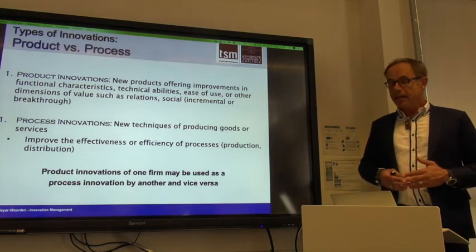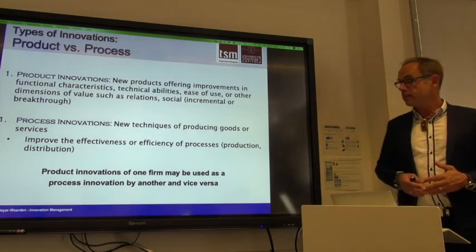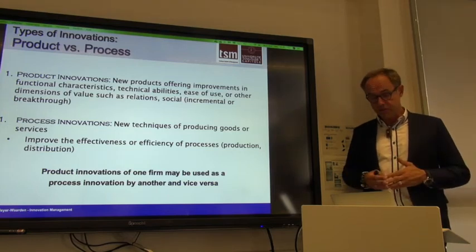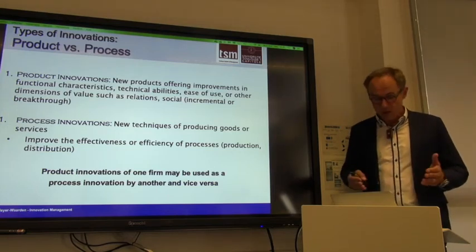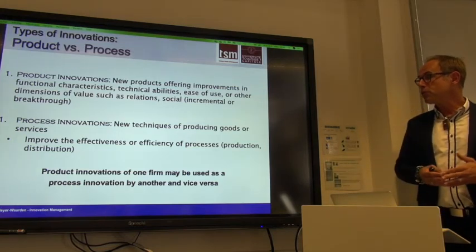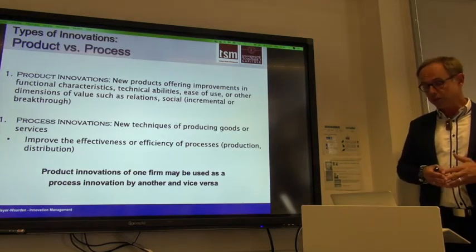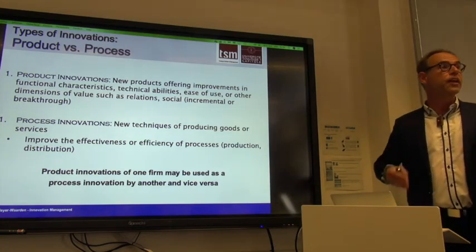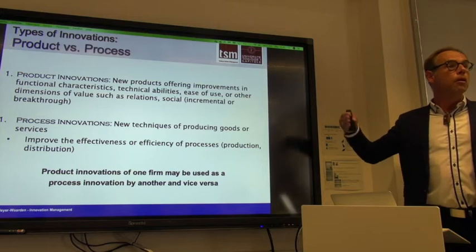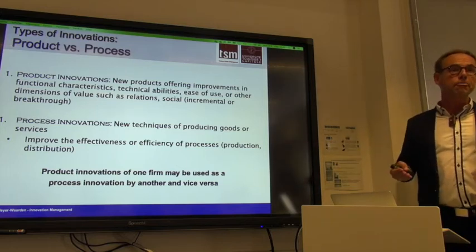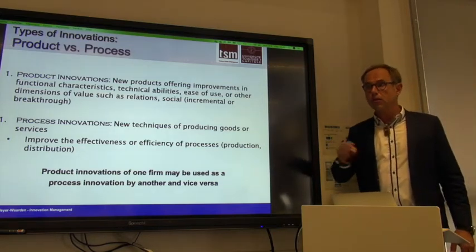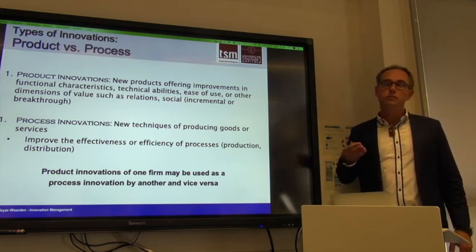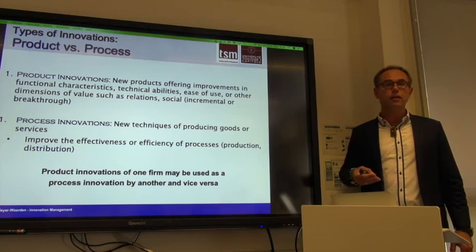And you have on the other side process innovations, which means that firms use the new technologies in order to better produce goods or services. It's more to improve effectiveness or efficiency of the process, such as production or distribution. So process innovations are typically e-commerce. So the fact that products are now more distributed online, purchased online and sold and distributed online, is typically a process innovation, which means that retailing becomes much more effective than before.